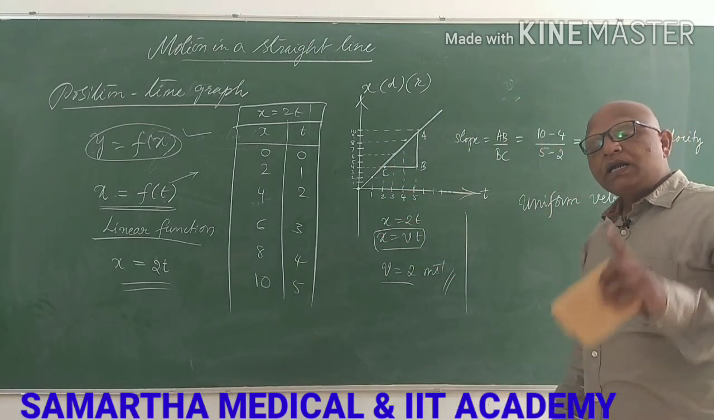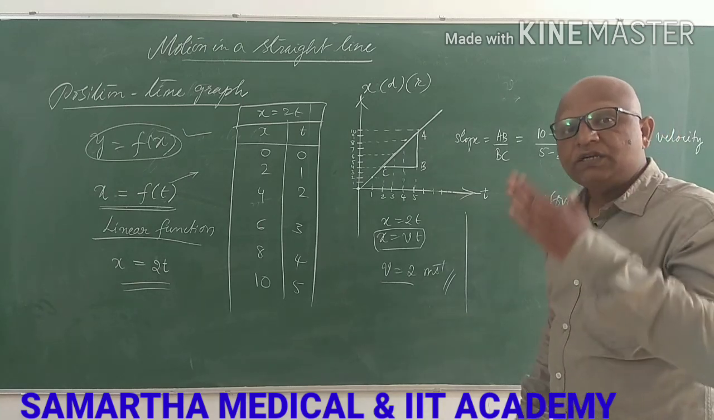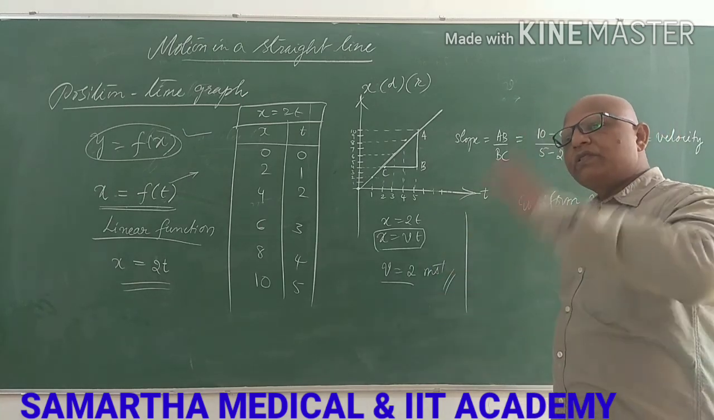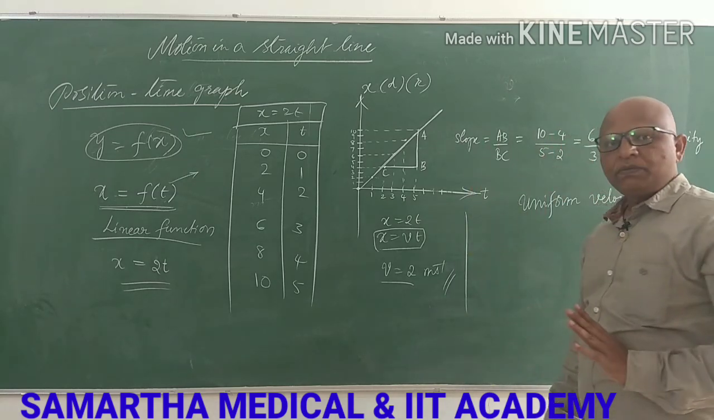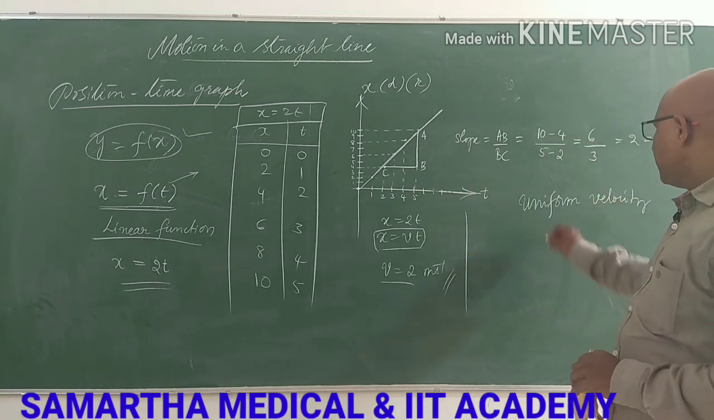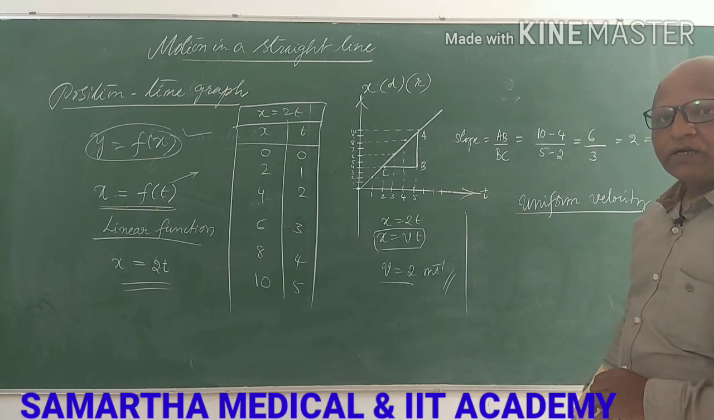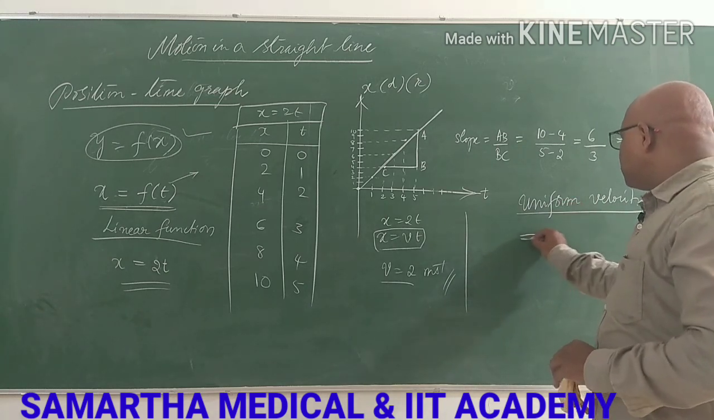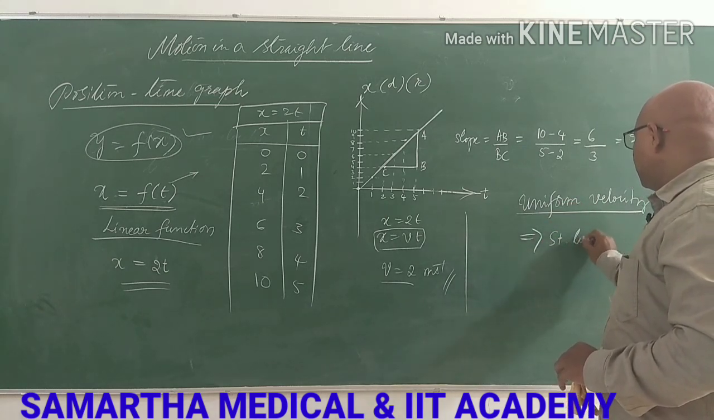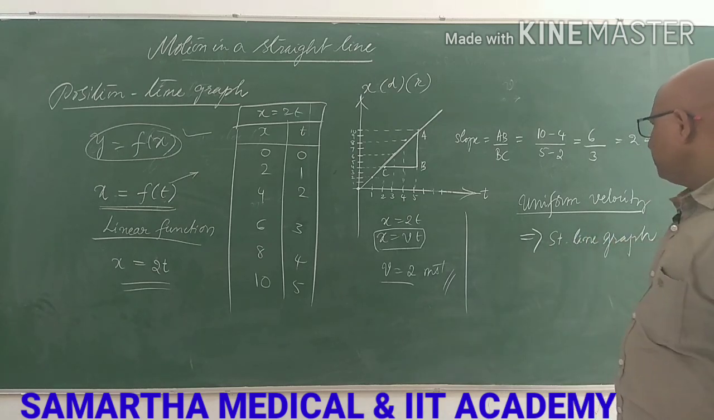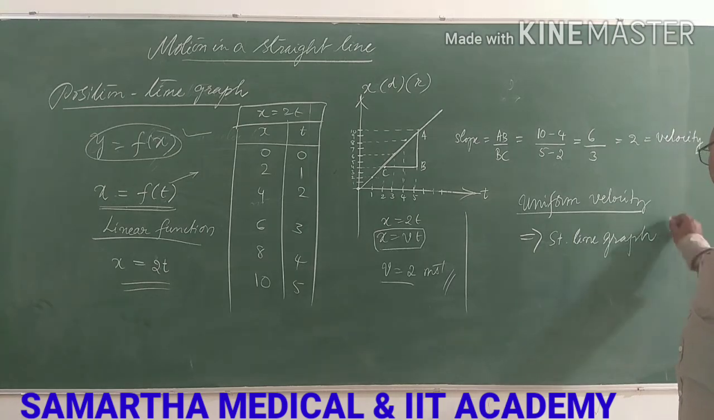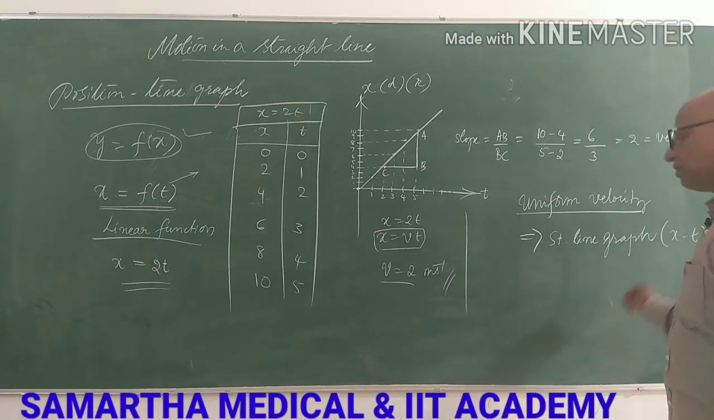It means the car is moving with constant velocity. It is moving with uniform velocity. The graph will show the nature of that particular motion. So it is very well understood that uniform velocity gives you a straight line graph. Uniform velocity gives you a straight line graph for what? For the position-time graph, not for all.